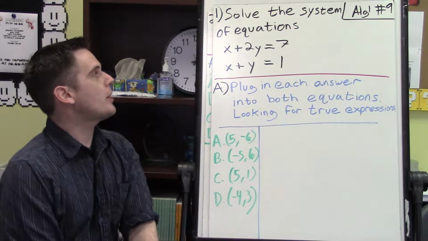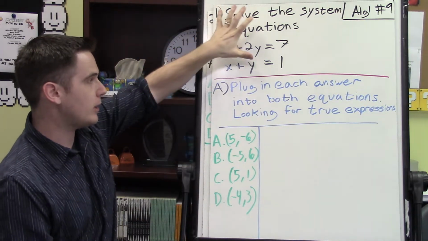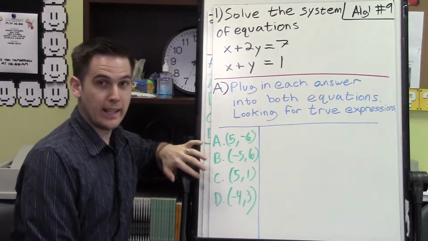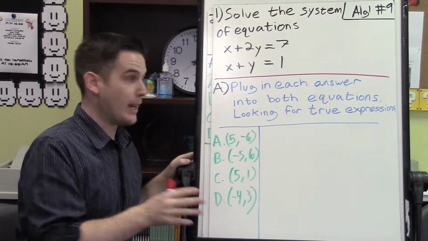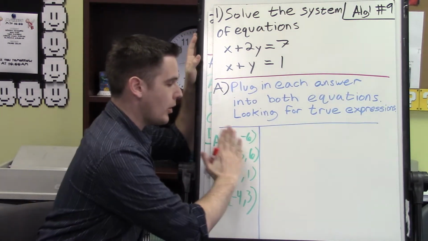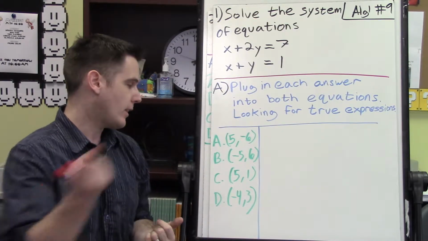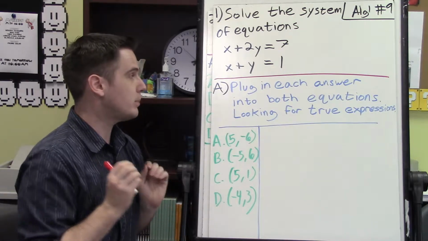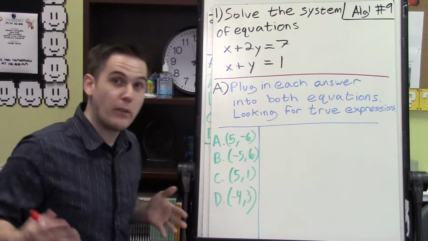Solve the system of equations, and they give you two equations. This sounds weird, but what this really means is you're going to take these and plug in the answers. You're only going to see multiple choice on the test for this type. Without multiple choice, solving these is not that bad but much more complex. With multiple choice, it's just plug in and try it out until you find the one that works, because only one of them will work.